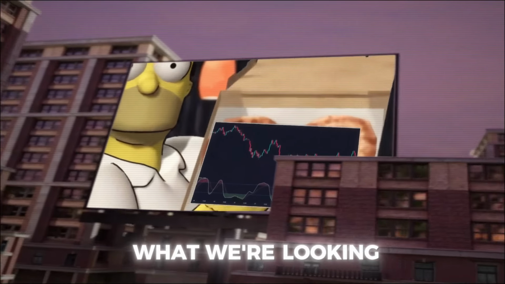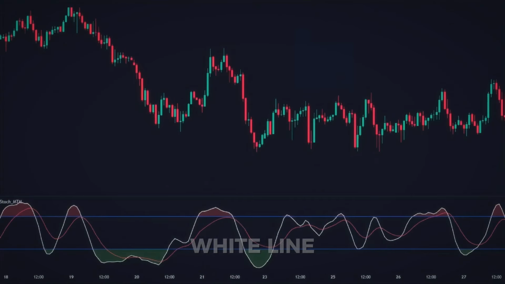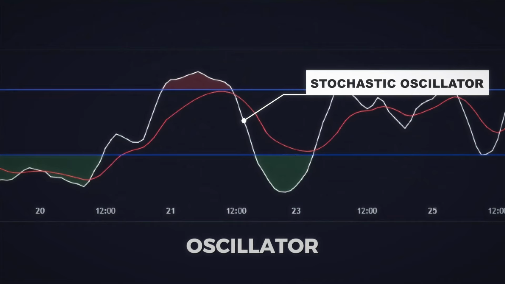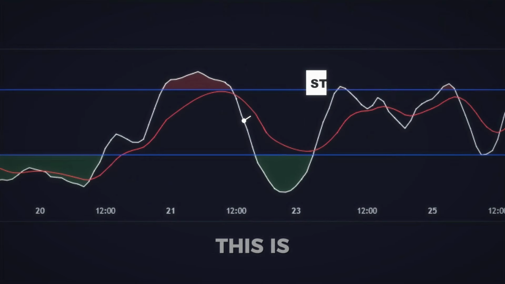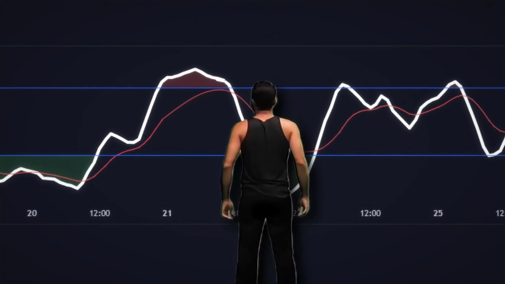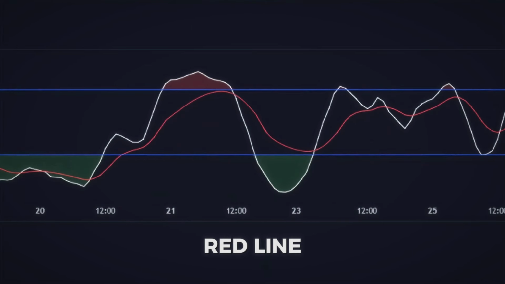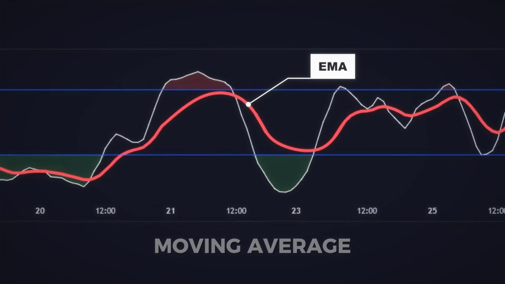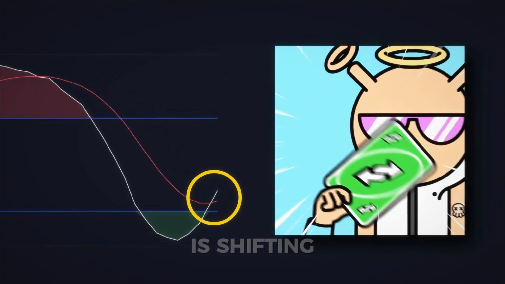Let's break down what we're looking at here. First, we have this white line. This is the main oscillator that shows us where price is relative to its recent range. This is what we'll be watching for signals. Next, we have this red line. This is an exponential moving average, EMA, of the white line. When these two lines cross, that's our signal momentum is shifting.